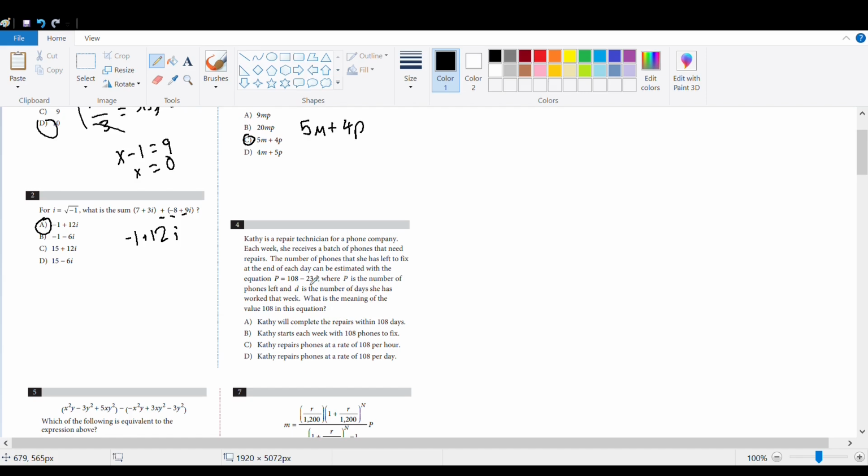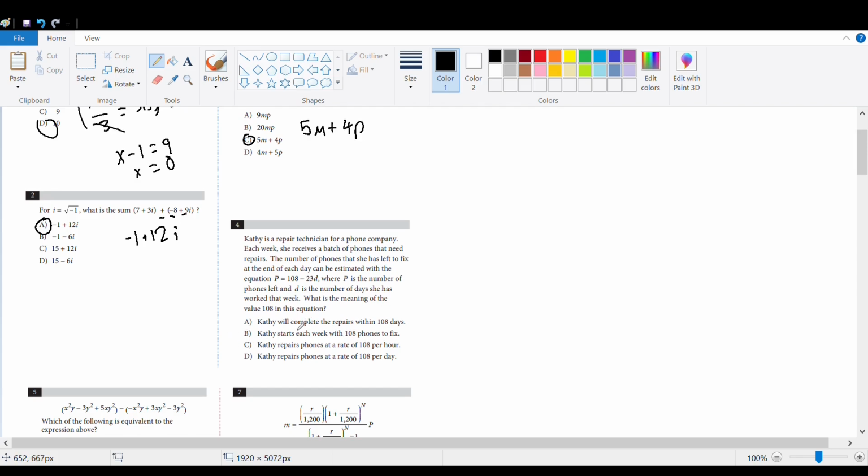So here, if this is negative 23D, then for 1 day, this 108 is being subtracted by 23. So if P is the amount of phones left at the end of the week, then 108 must be the amount that you start with at the start of the week. But let's just go through all of the answers and see how they compare.